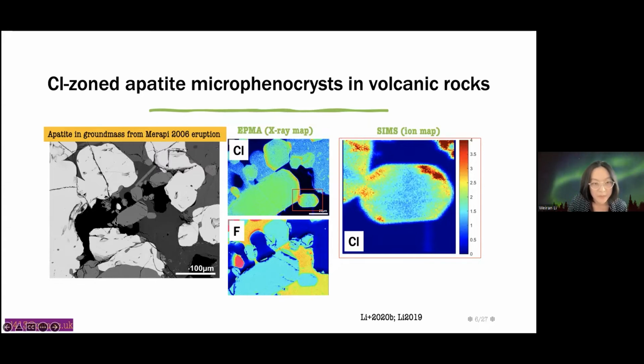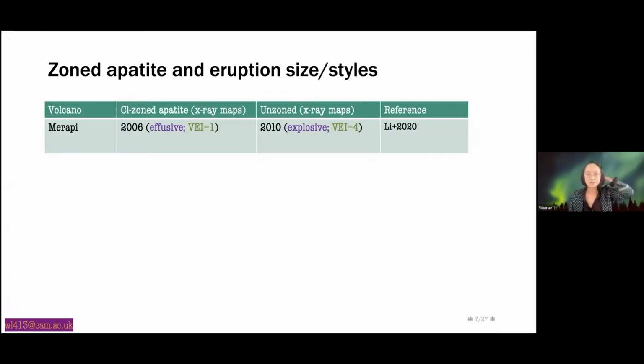And then we did X-ray maps using electron microprobe for this area. And you see these chlorine and fluorine X-ray maps. What's outstanding is that these apatite crystals have higher chlorine intensity, as shown in this red yellowish color, at their crystal rims, but fluorine doesn't seem to show obvious zoning for this crystal. Such chlorine zoning was also observed from maps obtained from ion microprobe. Such chlorine zoning, as I mentioned, was observed from the Merapi 2006 eruption that we studied.